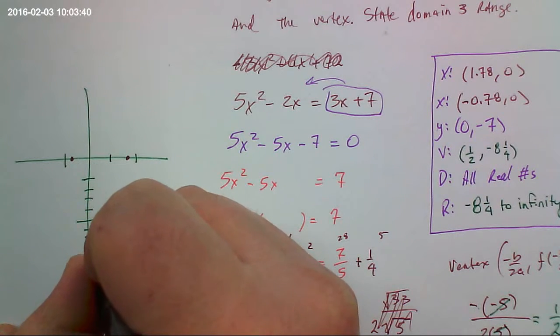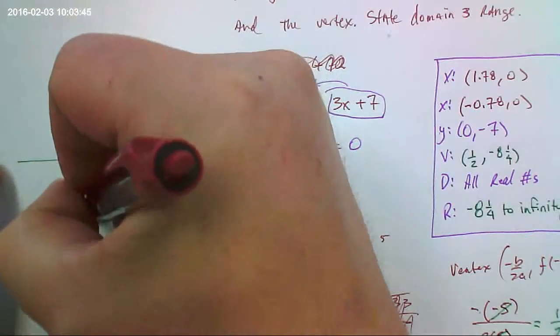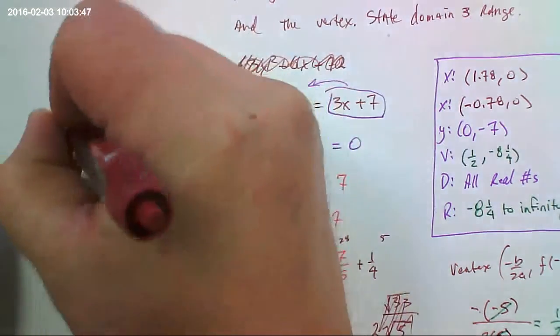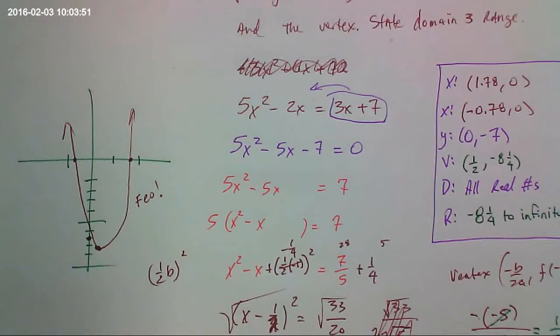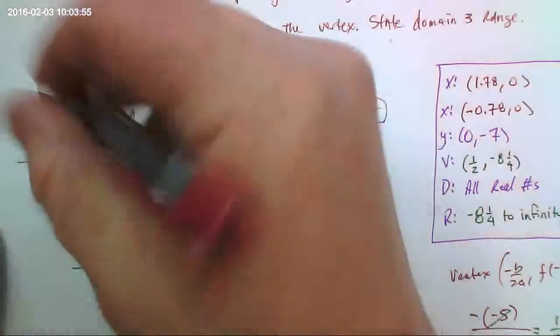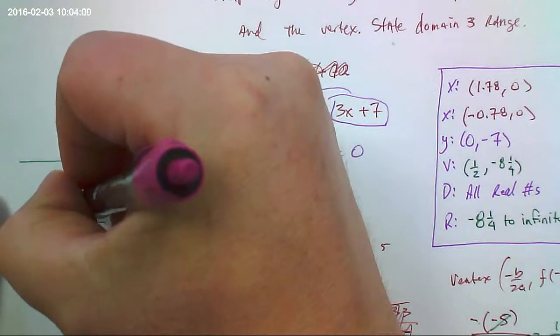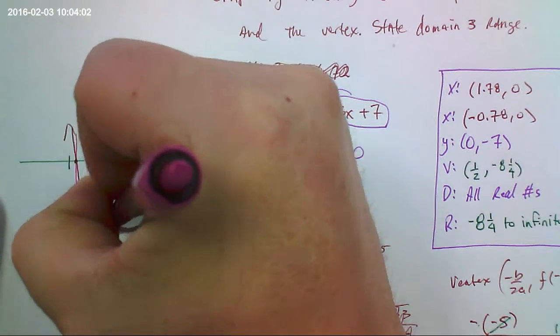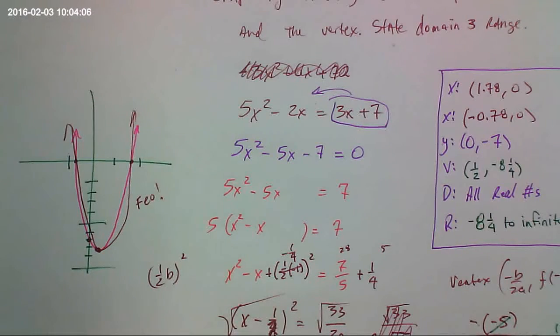So 8 1/4, about right there. Is that good? And then you just sketch your shape. Oh my gosh, that is like the worst one I've done all year. That is so horrible. Will I fail a test because of this? No. Okay, that's a little better in pink, but oh my goodness. Wow. All right.